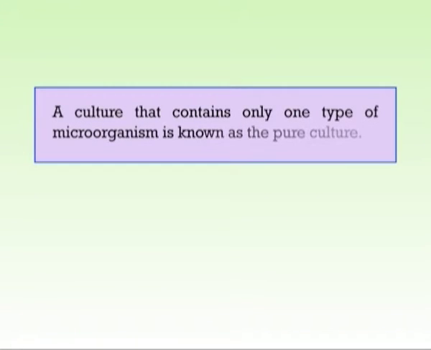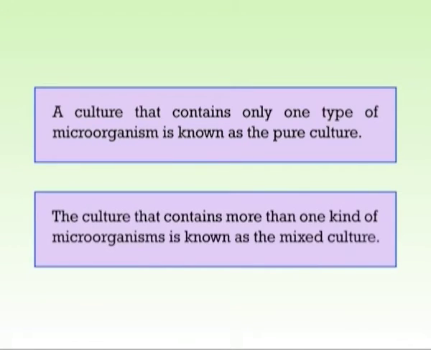Today, we'll perform the different techniques for culturing bacteria. Microorganisms can be isolated from various sources such as soil, air, water, sewage, decomposing matter, body surfaces, etc. And microorganisms can be grown in the laboratory by providing the optimum conditions required for their growth. A culture that contains only one type of microorganism is known as a pure culture, while a culture that contains more than one kind of microorganism is known as a mixed culture.